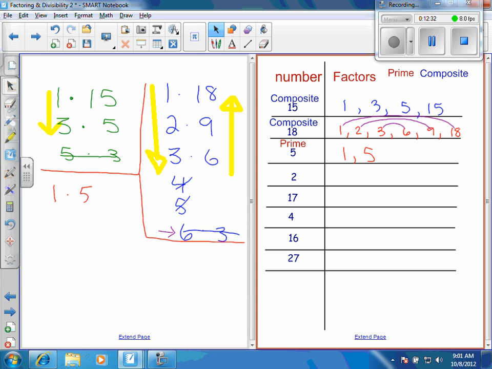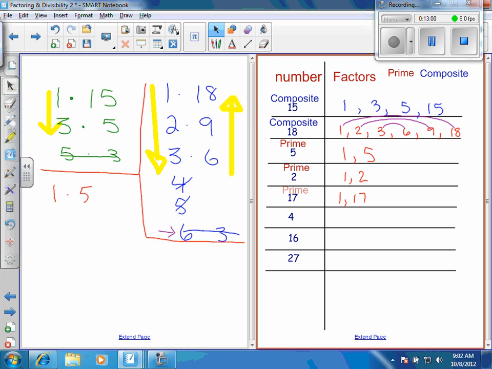Okay, Andy, what about 2? What are the factors of 2? 1 and 2. Right. So what kind of number is 2? Prime. Okay. Sarah, what about 17? 1 and 17. So what kind of number is that? Prime.